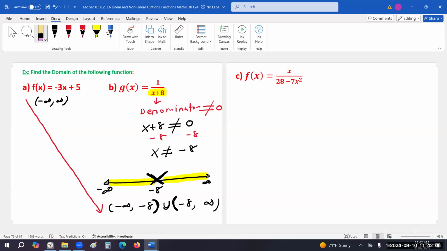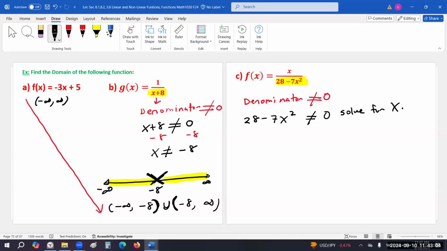Okay, another denominator. And this time we have more, right? But it doesn't matter. Our problem is always with the denominator. We definitely don't want that thing to be what number? 0. So the denominator definitely cannot be 0. So 28 minus 7x squared definitely cannot give us the result 0. And now solve for x.